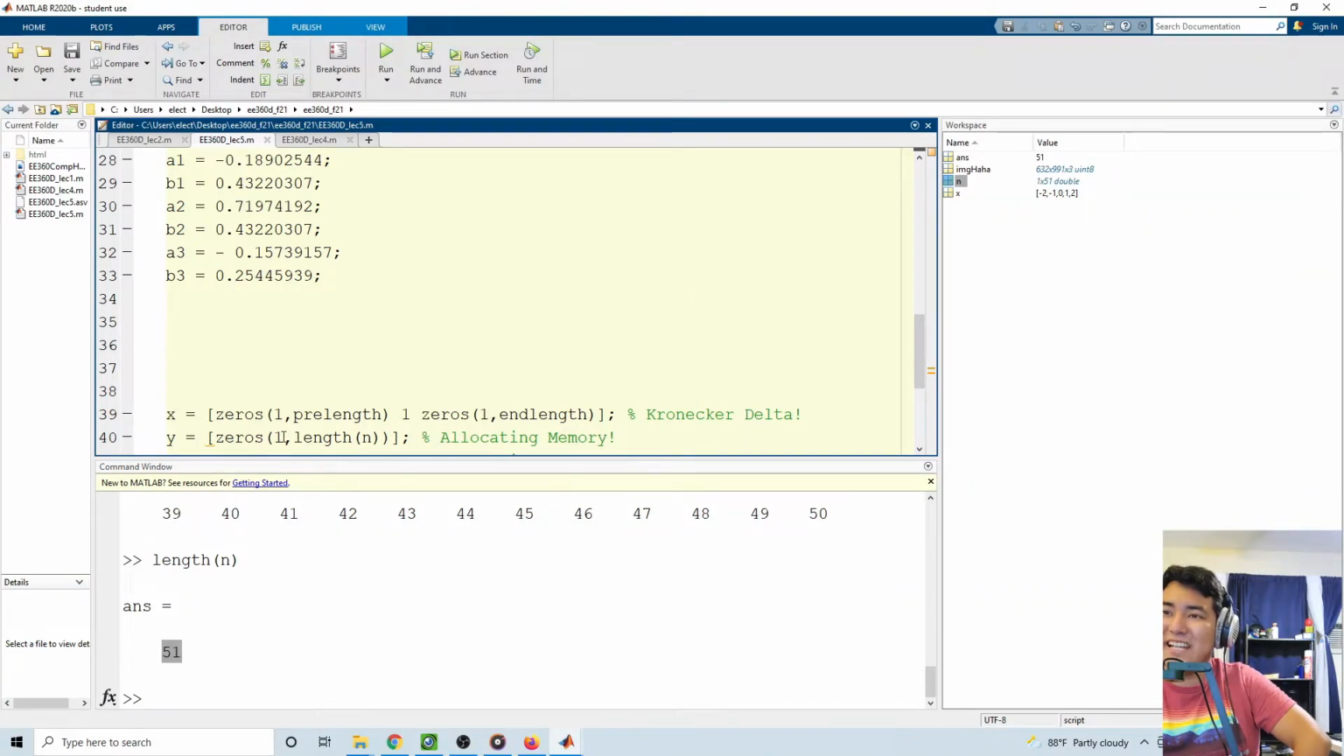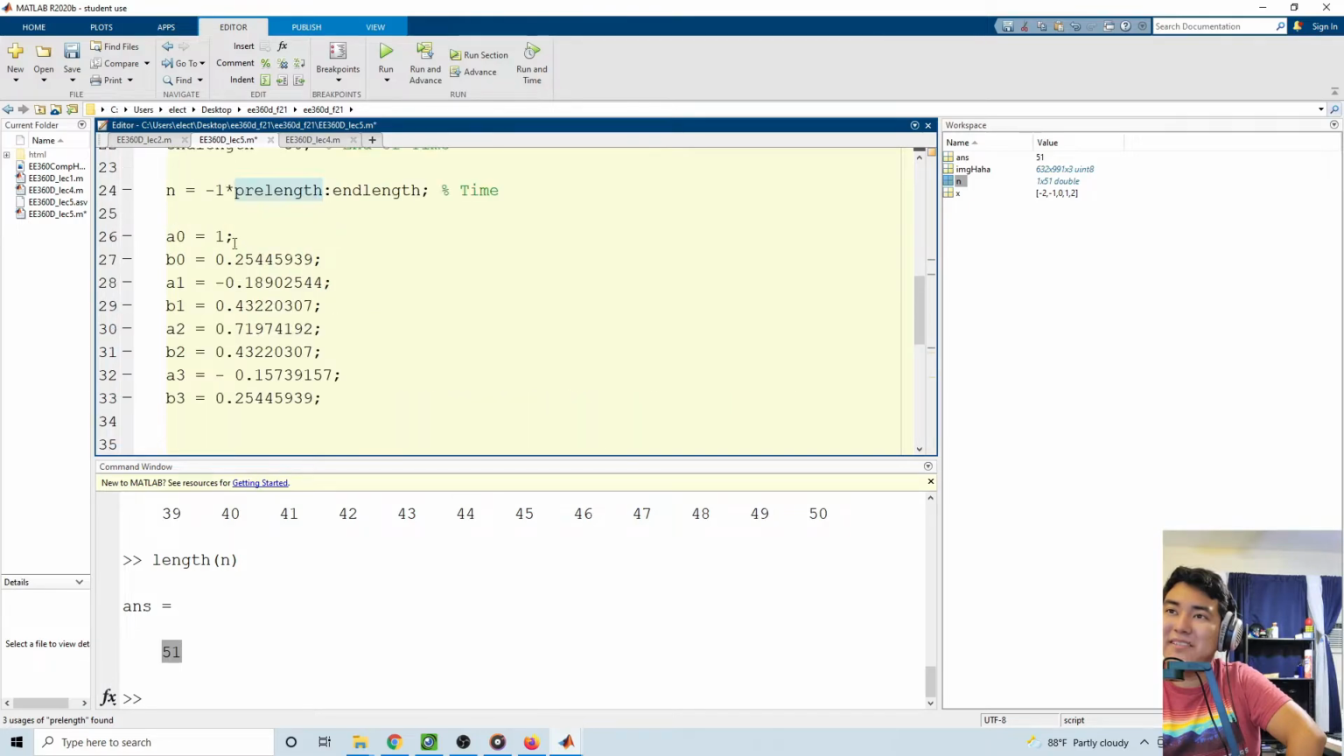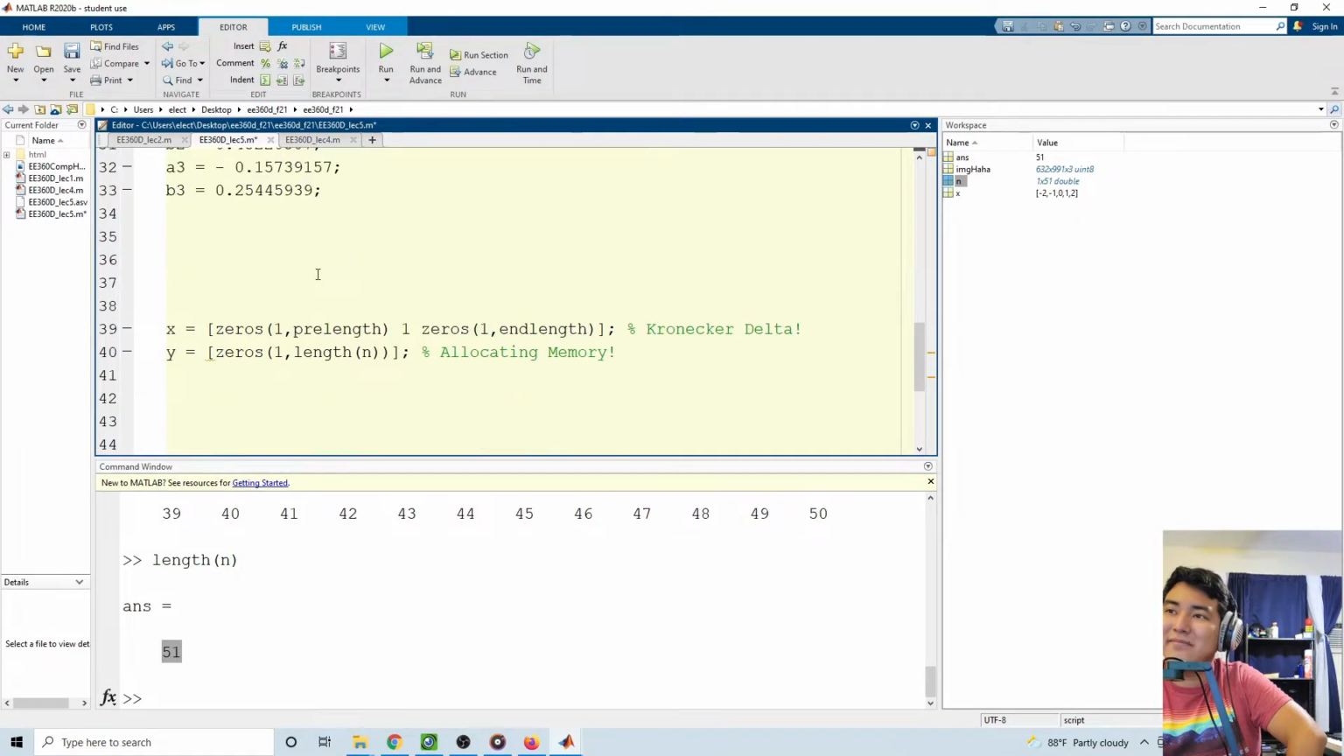So right here I have zeros. Here's our input. How many zeros do we have before n is equal to 0? Our pre-length, which is equal to 3. Right? 3. And then here's our big fat 1. Okay, if you wanted to, you can put the commas there if you're OCPD. And then here's our big 1. And then how many zeros do we have from n is equal to 1 to 50? The end length. Now you see why I declared those variables?